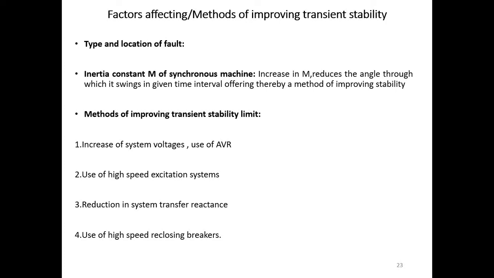But this cannot be employed in practice because of economic reasons, and for the reason of slowing down the response of the speed governor loop, apart from an excessive rotor weight. That means this method has the limitation that it reduces the response of the speed governor loop, and as well as it causes excessive rotor weight. Then, another methods of improving transient stability.